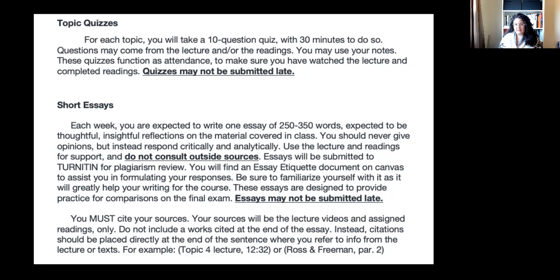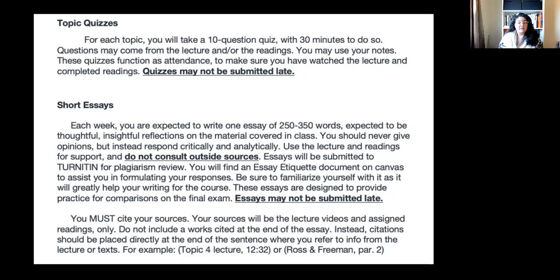analytical responses. You'll find an essay etiquette document in that first module on Canvas. And that's really, really important for helping you formulate these responses. It'll give you tons of tips, and it's kind of like a style guide for art history. So that will be important, not only for these short essays, but also for the final exam. You can think of the short essays as a way of practicing for the final exam, because these short responses will be a big part of that cumulative exam at the end of the semester.